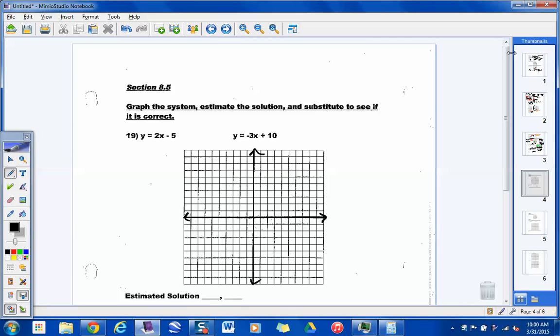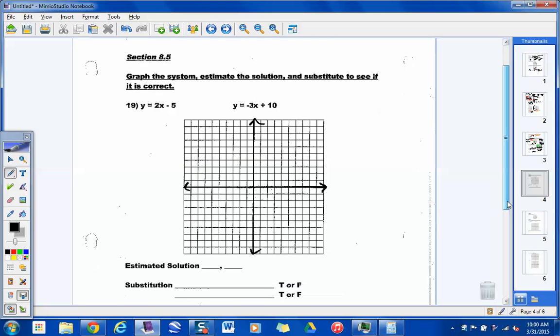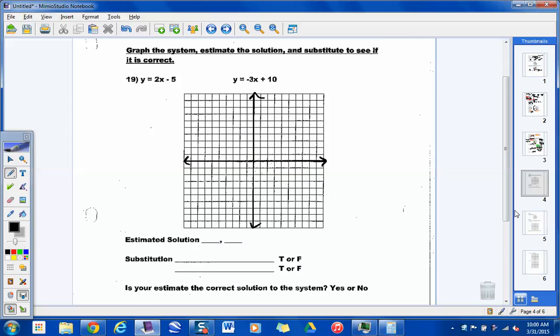Okay. All right, guys. Section 8.5, systems of equations. We're looking for the point where the lines do what? Intersect, right? Check it out, guys. Graph the system, estimate the solution, and substitute to see if it's correct. Here's what we're doing. 2x minus 5. Do graphs just have to be okay, or do they have to be perfect here? Perfect. Be perfect here. Help me out, kiddos. That looks perfect.